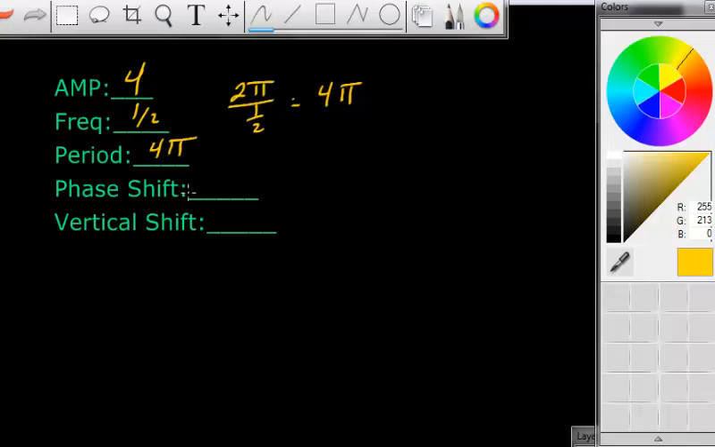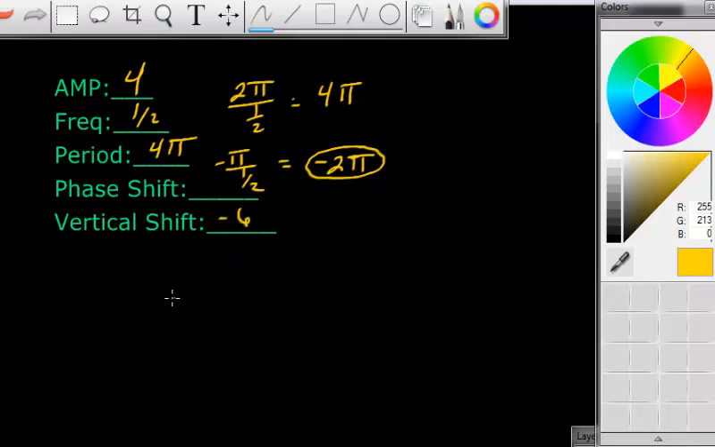The phase shift is, very carefully, this is plus, so we're going to have a negative pi divided by whatever the frequency is, which is 1/2. So the frequency is 1/2. So this is going to be flipped and multiplied, so it's going to be negative 2 pi. Let's put a circle around that baby because we'll have to come back to that. The vertical shift is, of course, -6.